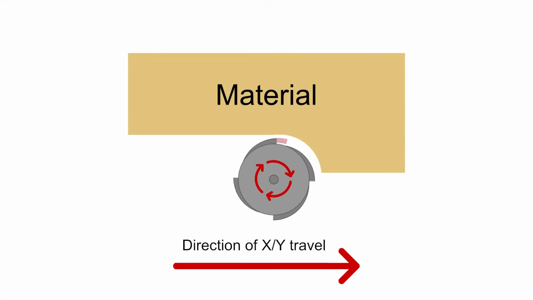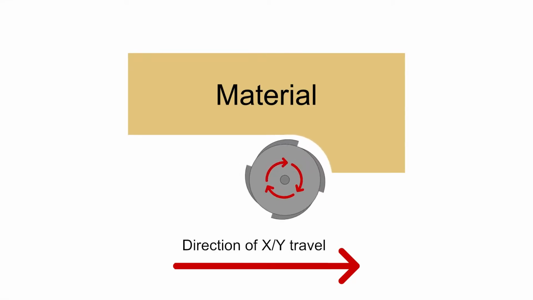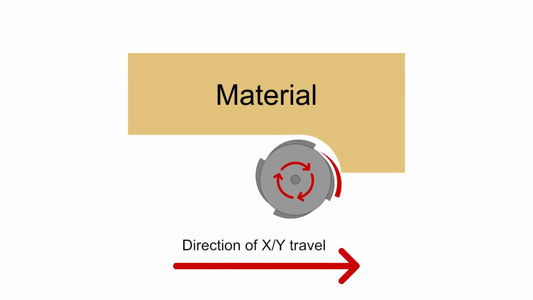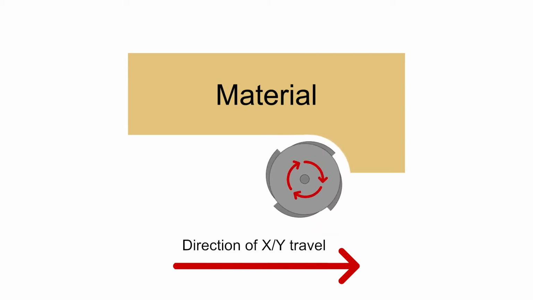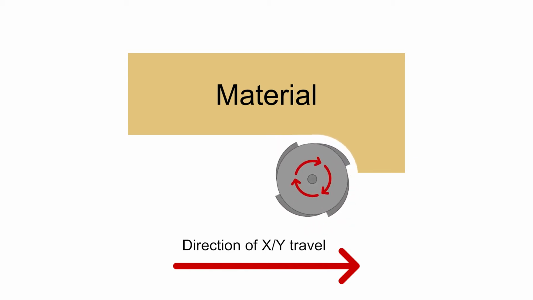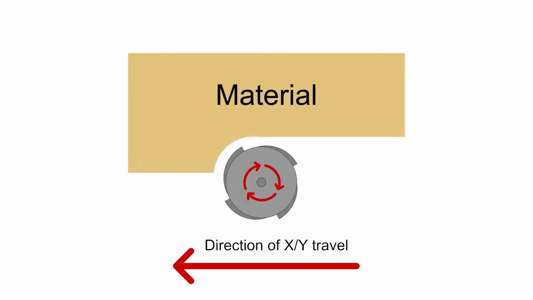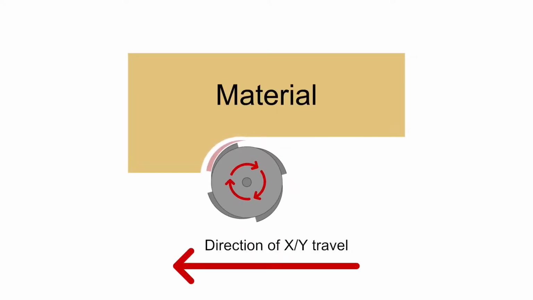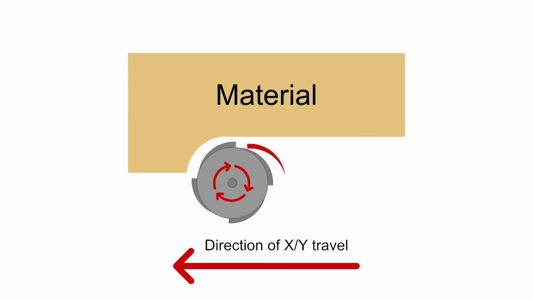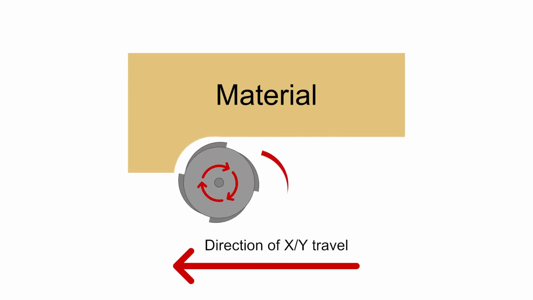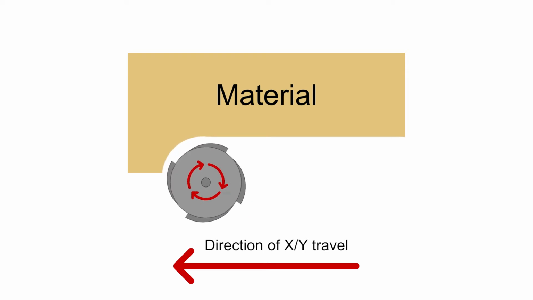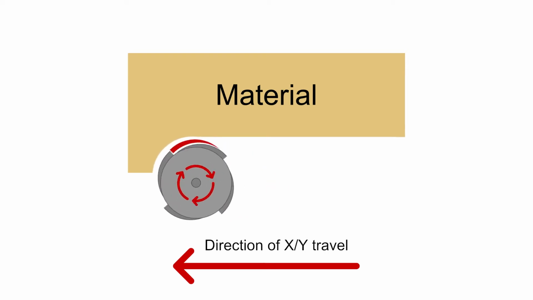Conventional milling. When the cutter is doing the deepest part of its cut, it is rotating against the direction of the XY travel and is cutting least efficiently. Note how the width of the chip starts from 0 and increases as the cutter finishes slicing. Climb milling. When the cutter is doing the deepest part of its cut, it is rotating with the direction of the XY travel and is cutting most efficiently. Note how the width of the chip starts at maximum and decreases.